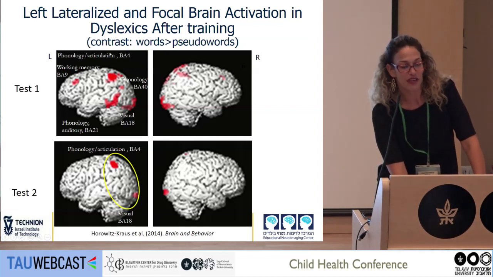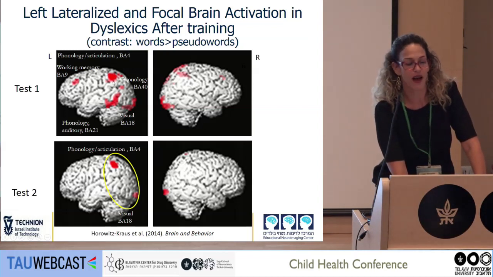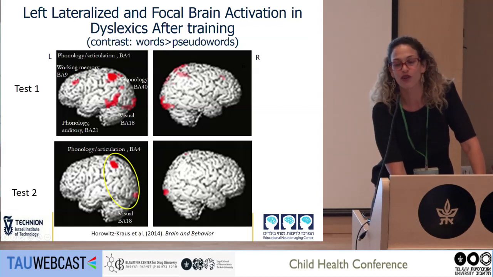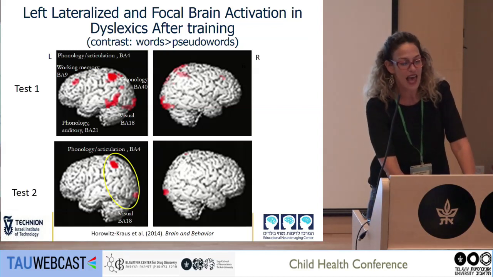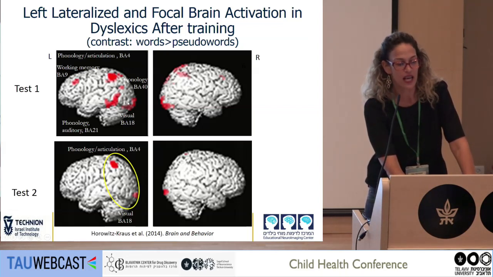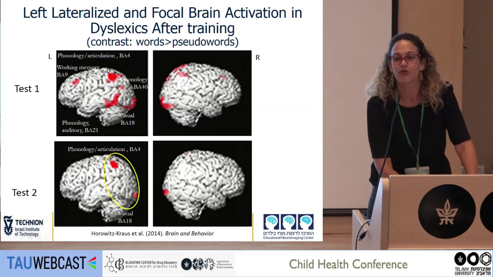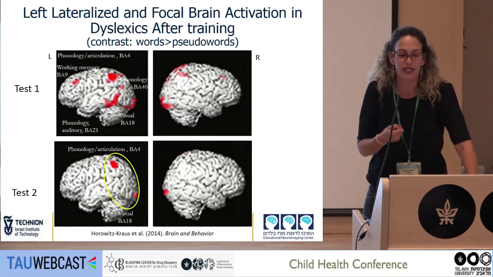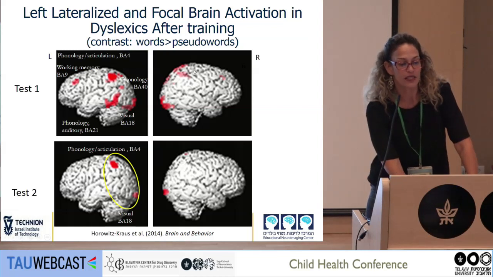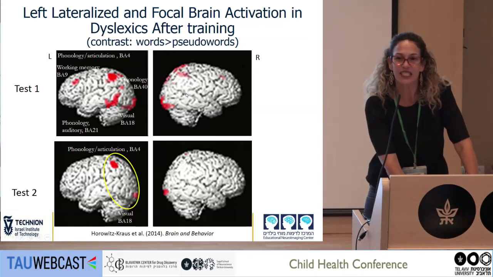And so before intervention, we see a very distributed brain activation, both in frontal regions related to executive functioning effort, and in posterior regions and some phonological related regions. So they were attempting really hard to read the words that we gave them. And we see some mirror image in the right side also.